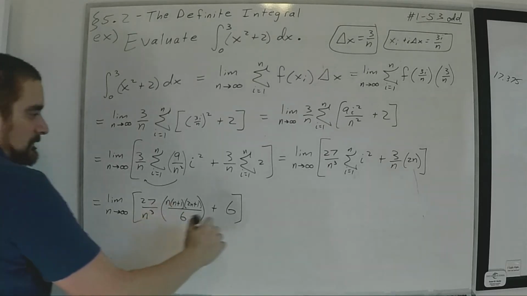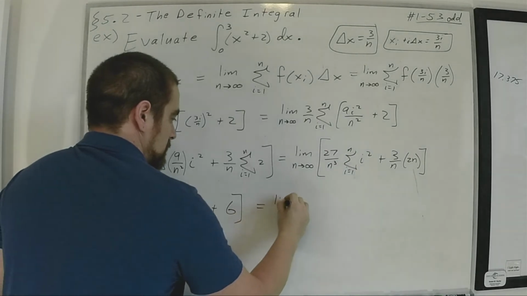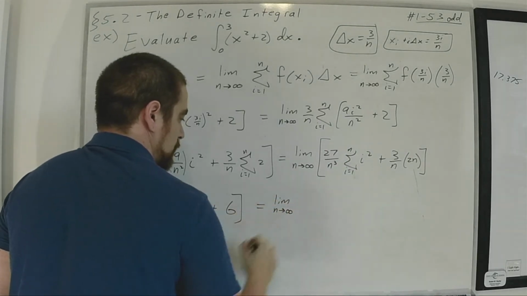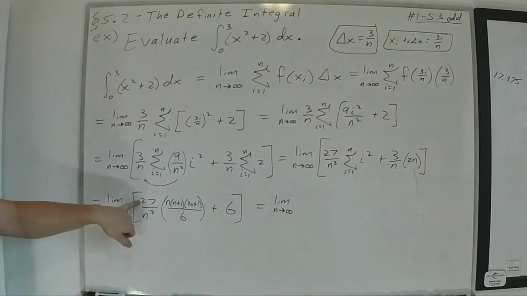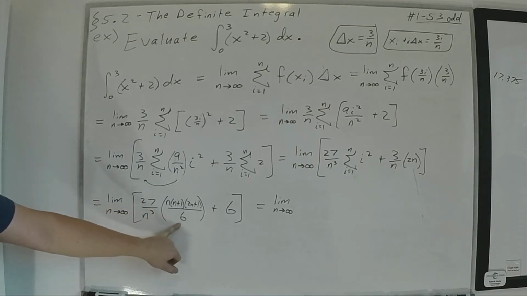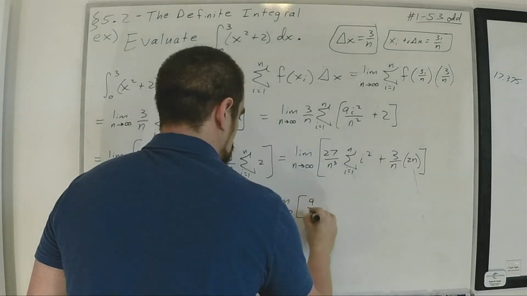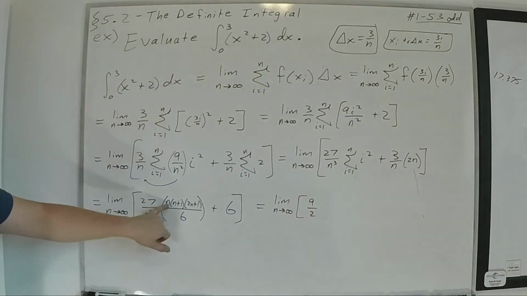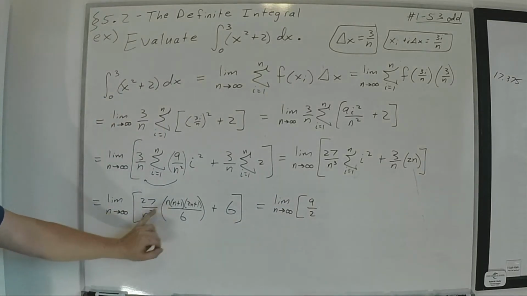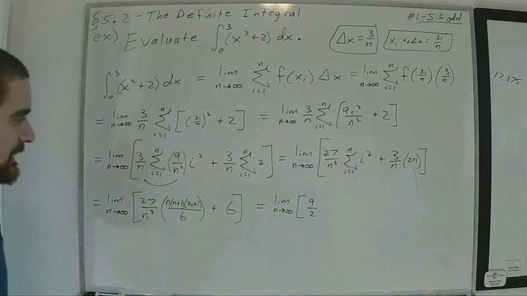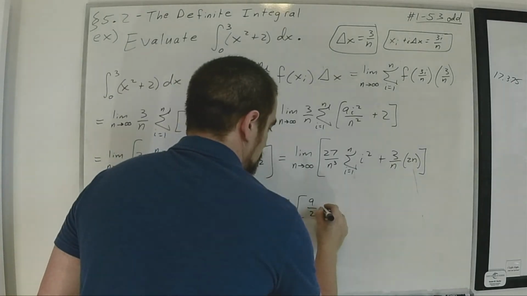Now let's clean this up because we're done with the summation notation using that nice formula. All right. So we can say 3 goes into 27 9 times. 3 goes into 6 2 times. So this is 9 halves. We have this factor of n up top, which can cancel out with one of these factors of n in the bottom, which will leave us with an n squared in the denominator.